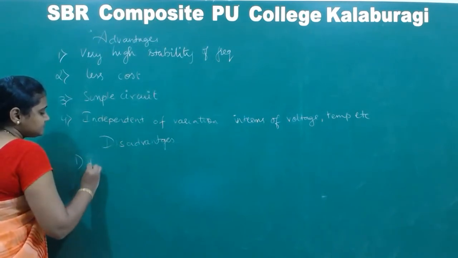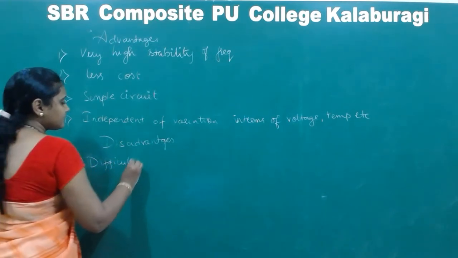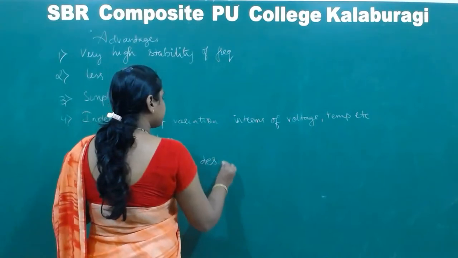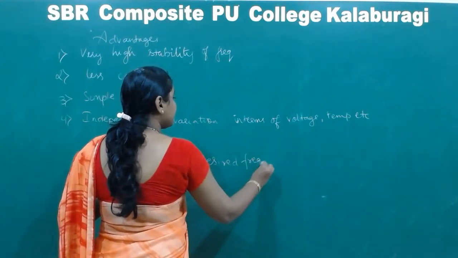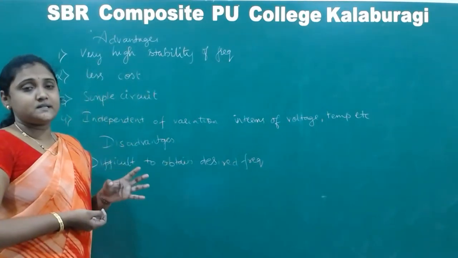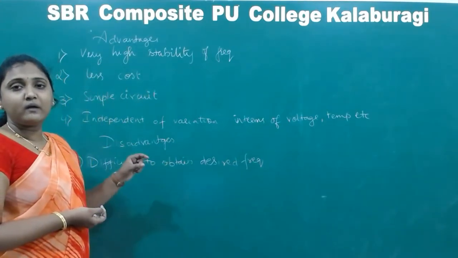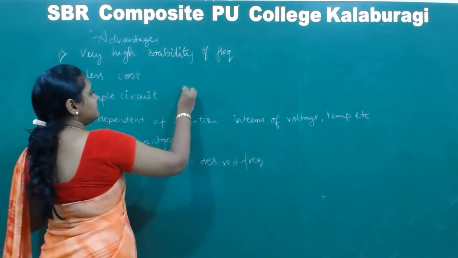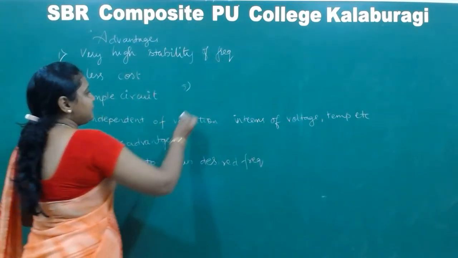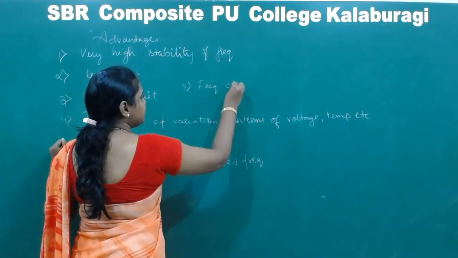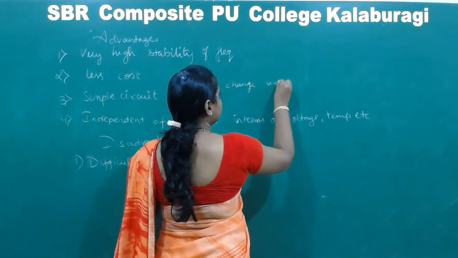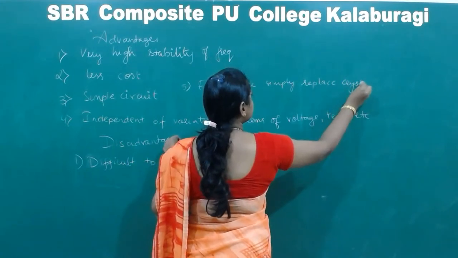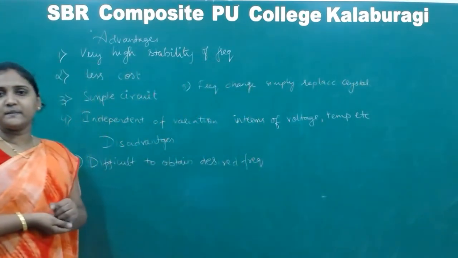It is difficult to obtain the desired frequency as it completely depends on the crystal. If you want an exact frequency, you have to select a crystal near that frequency. So this also serves as an advantage, you can see it as an advantage: for a frequency change, simply replace the crystal. That's it. If you want the frequency changed, simply replace the crystal.